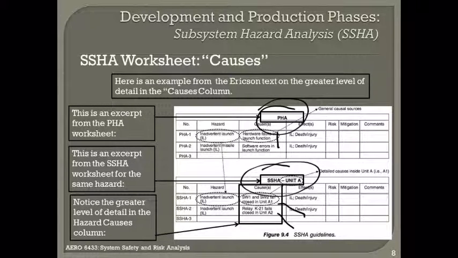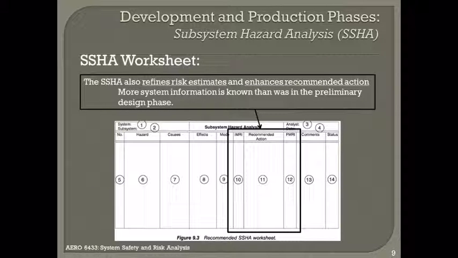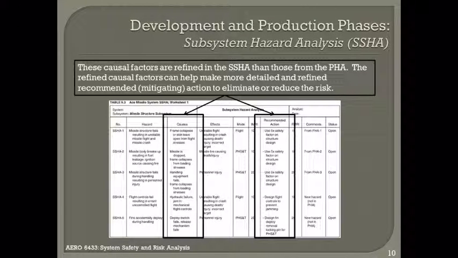The other goal of the SSHA that I wanted to point out is that risk estimates are refined and recommended actions are more enhanced. With more system knowledge, refined hazard causes, that's the initiating mechanism, can help us generate more refined and improved recommended actions, and that's actually the key. The recommended action is what we're striving for. The recommended actions are then going to be used to make our system safer. So the detail in the recommended action is crucial to the success of these safety efforts.